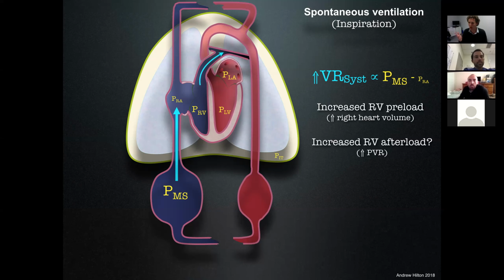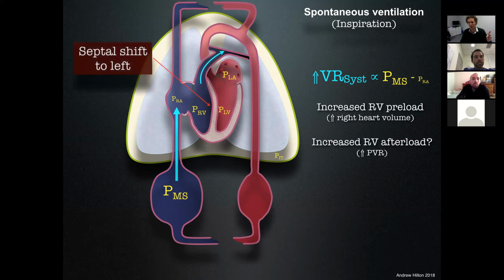But we could say that we might get an increase in your RV afterload. So increased RV preload, increased RV afterload. Depending on the situation, you may cause a little bit of movement of that septal shift over to the left side of the heart, again dependent on your pulmonary vascular resistance changes. And so we don't know exactly what happens to the venous return from the pulmonary system, and it can go up or it can go down.